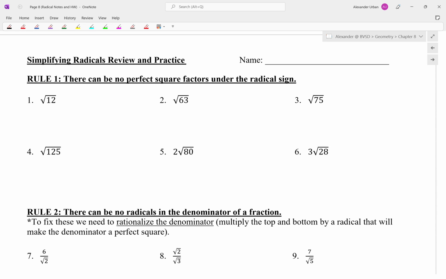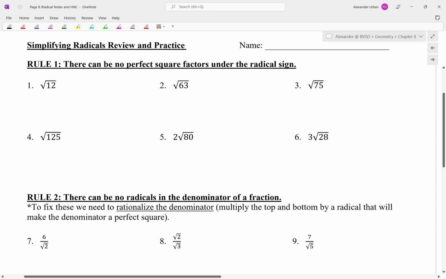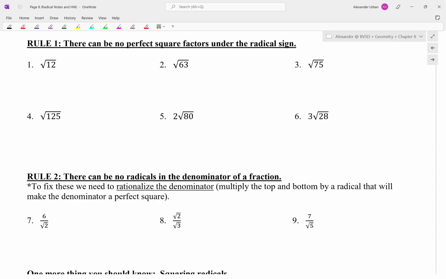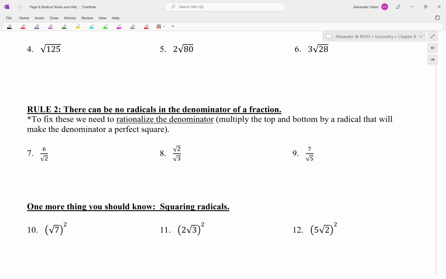Today we're going to be working on simplifying radicals in this review. We have two rules that we're going to follow. Rule 1 is there can be no perfect square factors underneath the radical sign. And rule 2 will be you can't divide by radicals. We'll have to rationalize. The last thing that we'll have is squaring radicals.